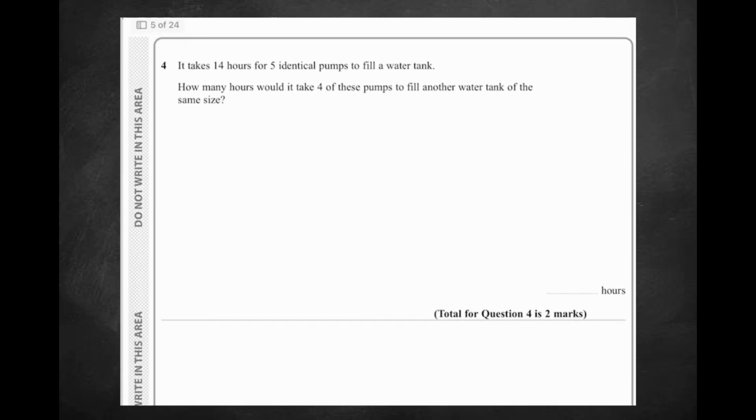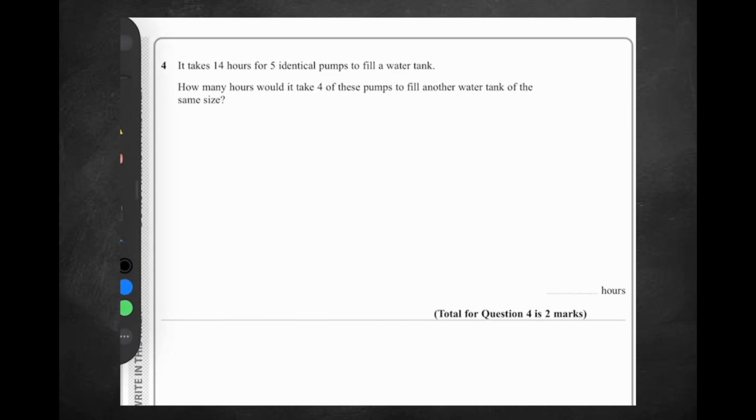Question number 4. It takes 14 hours for 5 identical pumps to fill a water tank. How many hours would it take 4 of these pumps to fill another water tank of the same size? So, 14 times 5 would be 70 hours for one pump. And if it says 4 pumps, we're going to do 70 divided by 4 to work out how many hours it would take for 4 pumps to fill up the same tank. I'll do that on my calculator. And that's going to be 17.5 hours.